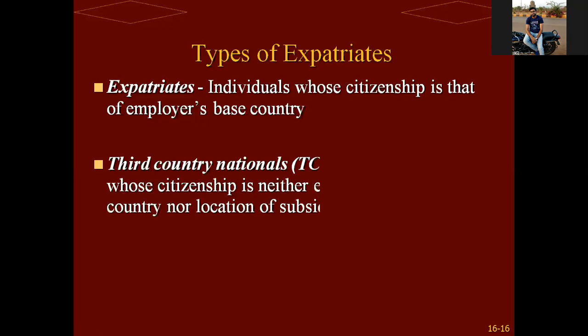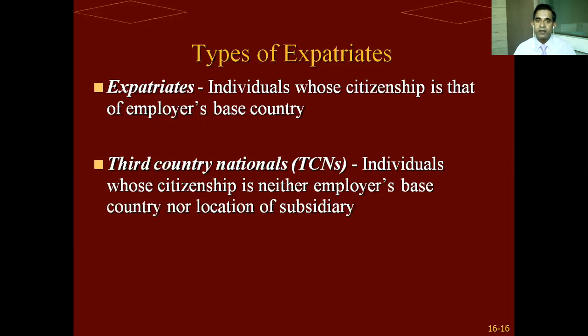So let's examine the types of expatriates. The first is third country nationals, TCNs. Third country nationals are individuals whose citizenship is neither the employer's base country nor the location of the subsidiary. Say, for example, my brother was in Abu Dhabi a couple of months ago. He works for IBM, and IBM's base country is the United States of America. My brother is an Indian national, but he was working in a third country, Abu Dhabi. I hope you understand third country nationals.